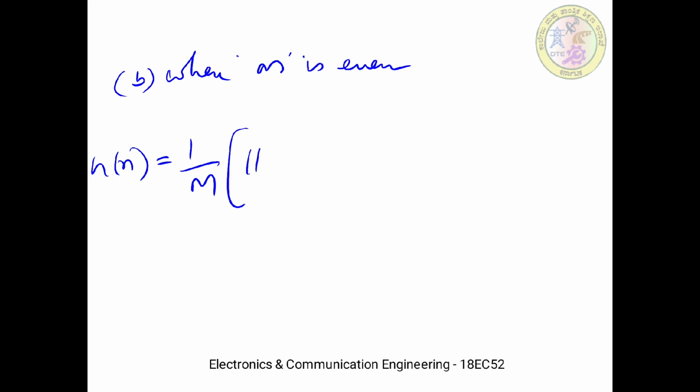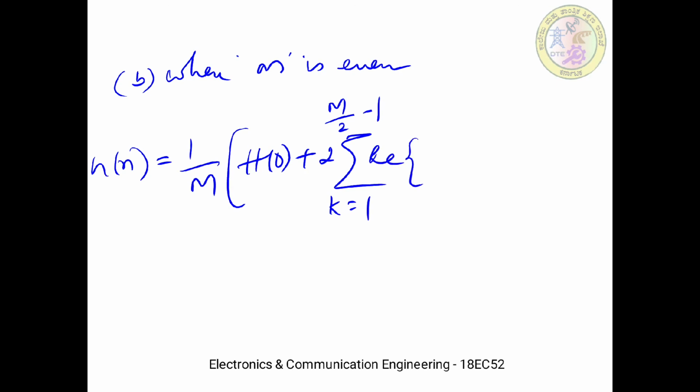Next, part B: when M is even, in that case h of n is readily calculated by using 1 by M times H of 0 plus 2 into summation k equal to 1 to M by 2 minus 1 of the real part of H of k into e power j 2 pi kn by M.